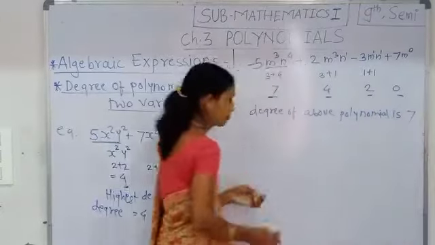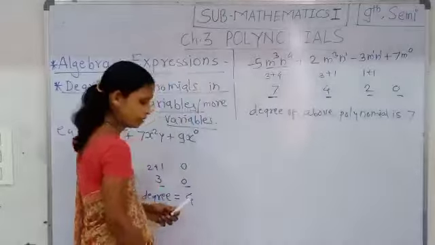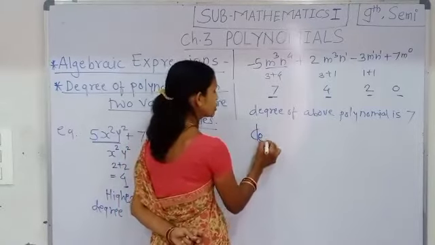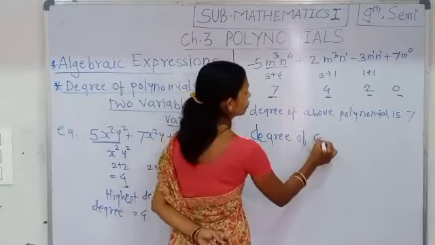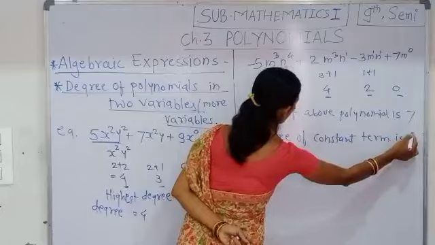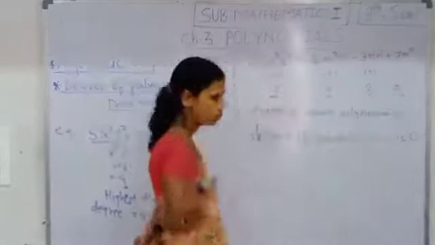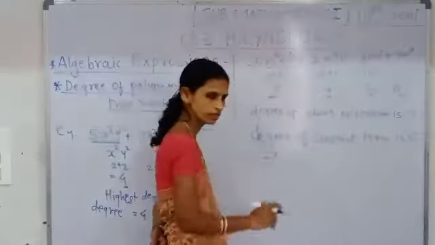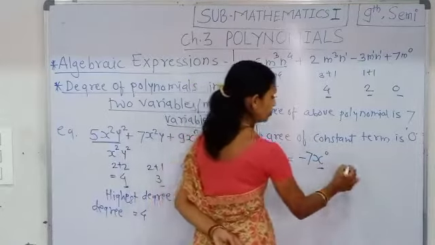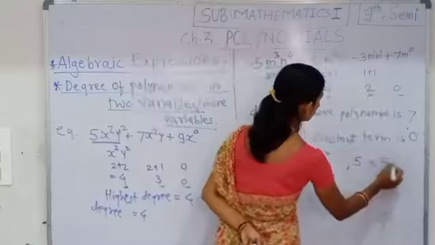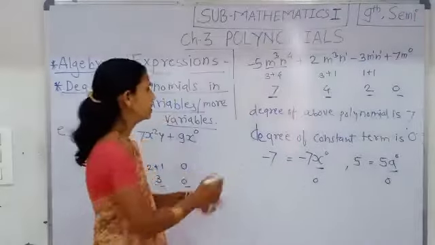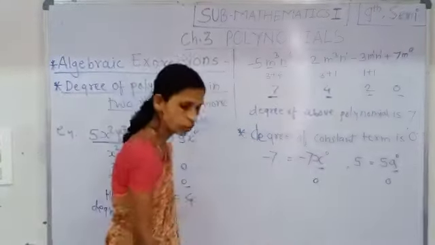Then if a constant term is given, the degree of the constant term is also 0, or it is always 0, because minus 7 is a constant term which can be written like this, minus 7x raised to 0. Therefore the degree is 0. Or 5 is written like this, 5a raised to 0. Therefore the degree is 0. That means the degree of a constant term is always 0.